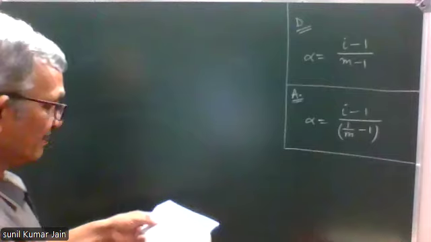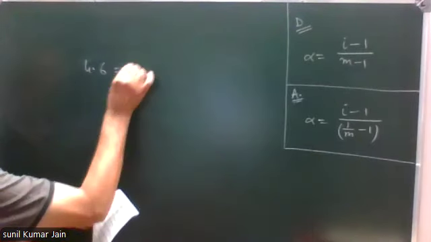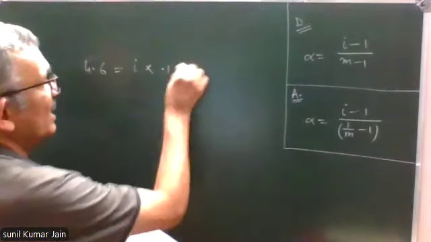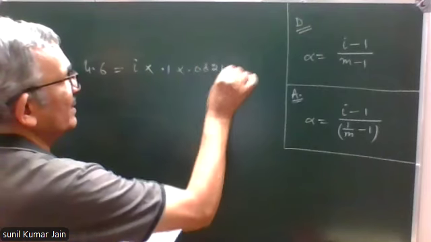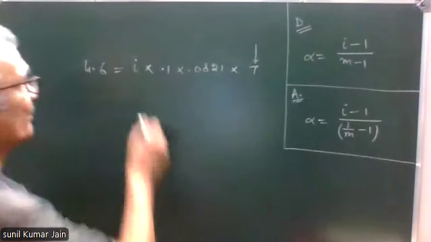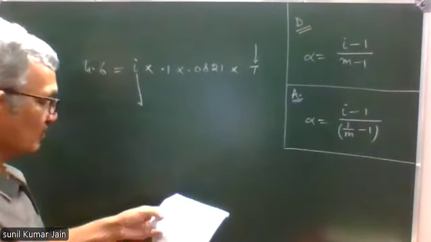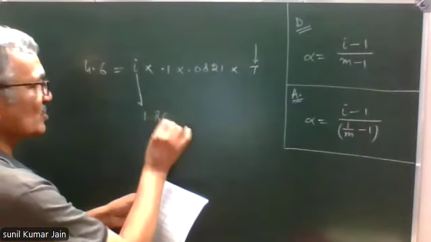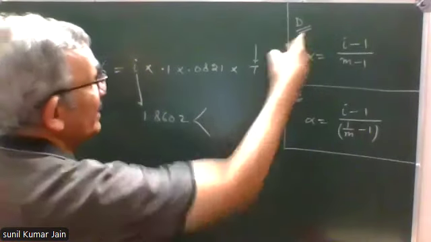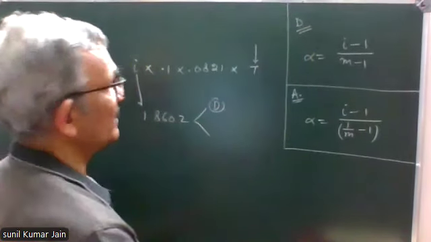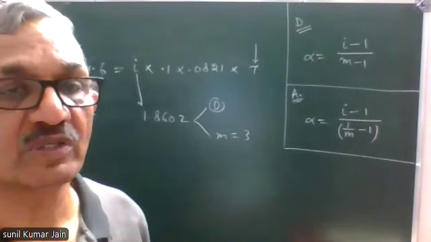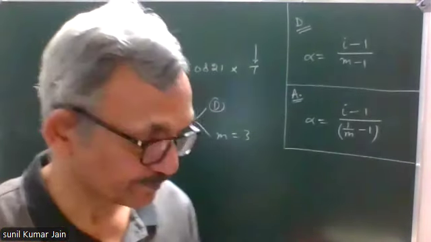Now, in this case, pi is 4.6, equal to i into C, decimolar is 0.1 molar, R 0.0821, and temperature, please convert yourself to Kelvin scale and substitute. When you calculate, i will come out to 1.8602. This value of i will go in equation for dissociation and the value of m will be 3 as I told you because AB2 molecule will give 3 ions.